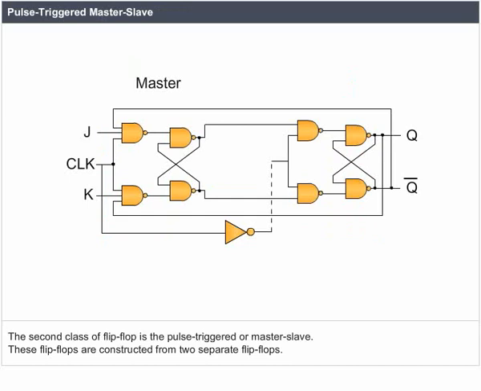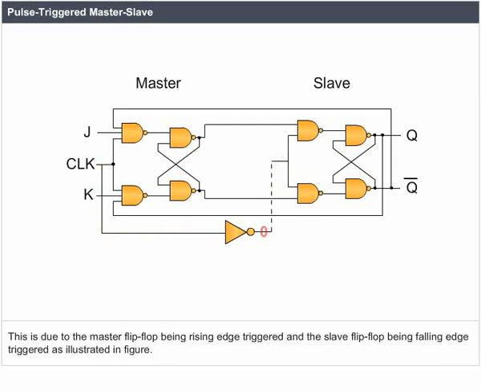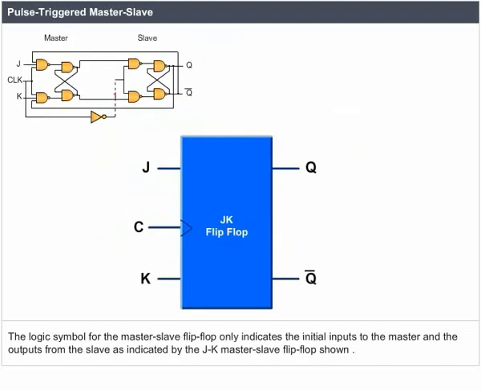Pulse-triggered master-slave. The second class of flip-flop is the pulse-triggered or master-slave. These flip-flops are constructed from two separate flip-flops. The term pulse-triggered means that data are entered into the flip-flop on the leading edge of the clock pulse, but the output does not reflect the input state until the trailing edge of the clock pulse. This is due to the master flip-flop being rising edge triggered and the slave flip-flop being falling edge triggered, as illustrated in the figure. The logic symbol for the master-slave flip-flop only indicates the initial inputs to the master and the outputs from the slave, as indicated by the JK master-slave flip-flop shown.